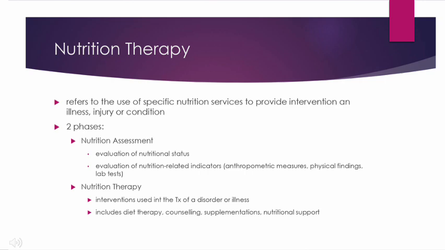Second, nutrition intervention or therapy. This includes the actual treatment strategies. Examples include diet modification, counseling, supplementation, and nutritional support. For example, a patient with diabetes may need carbohydrate control, while a patient with kidney disease may need protein restriction. So the intervention depends on the condition.